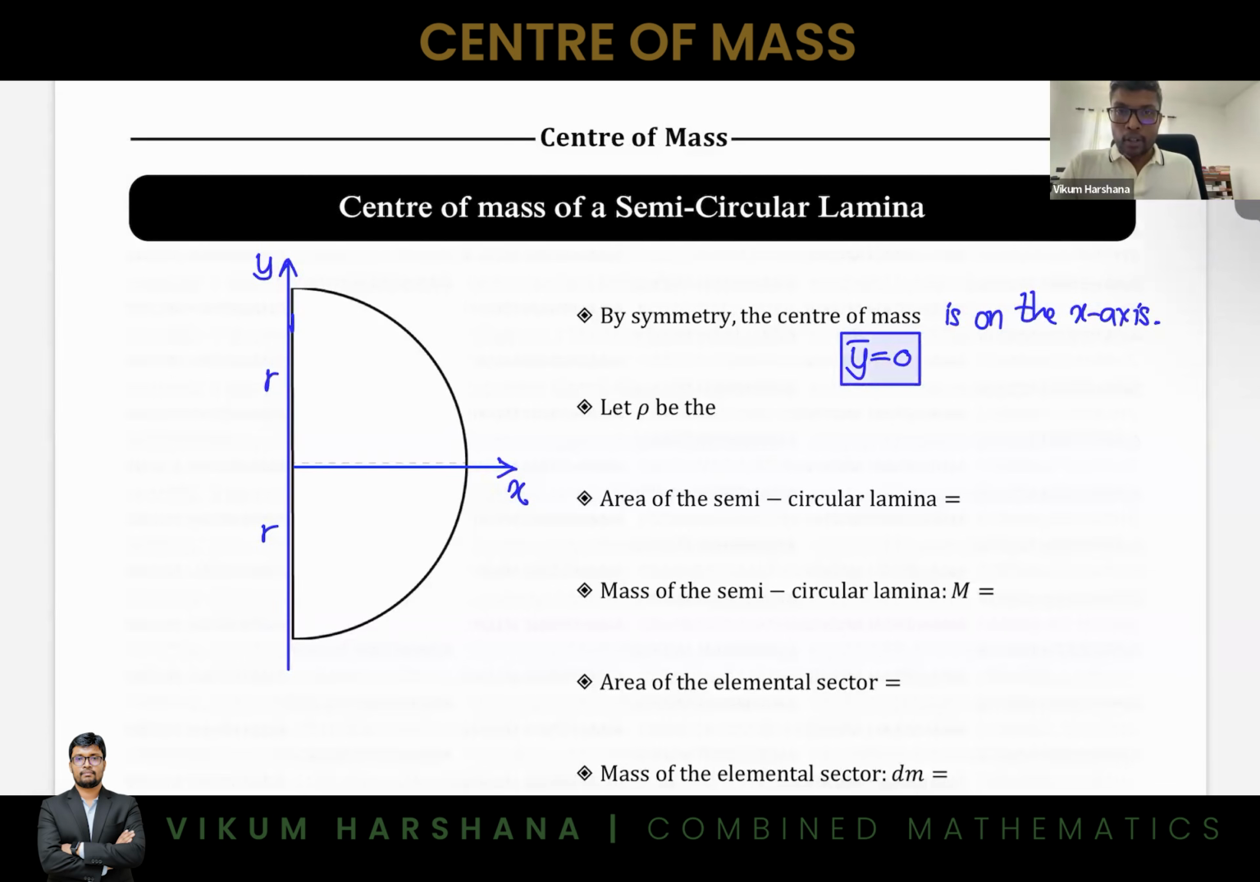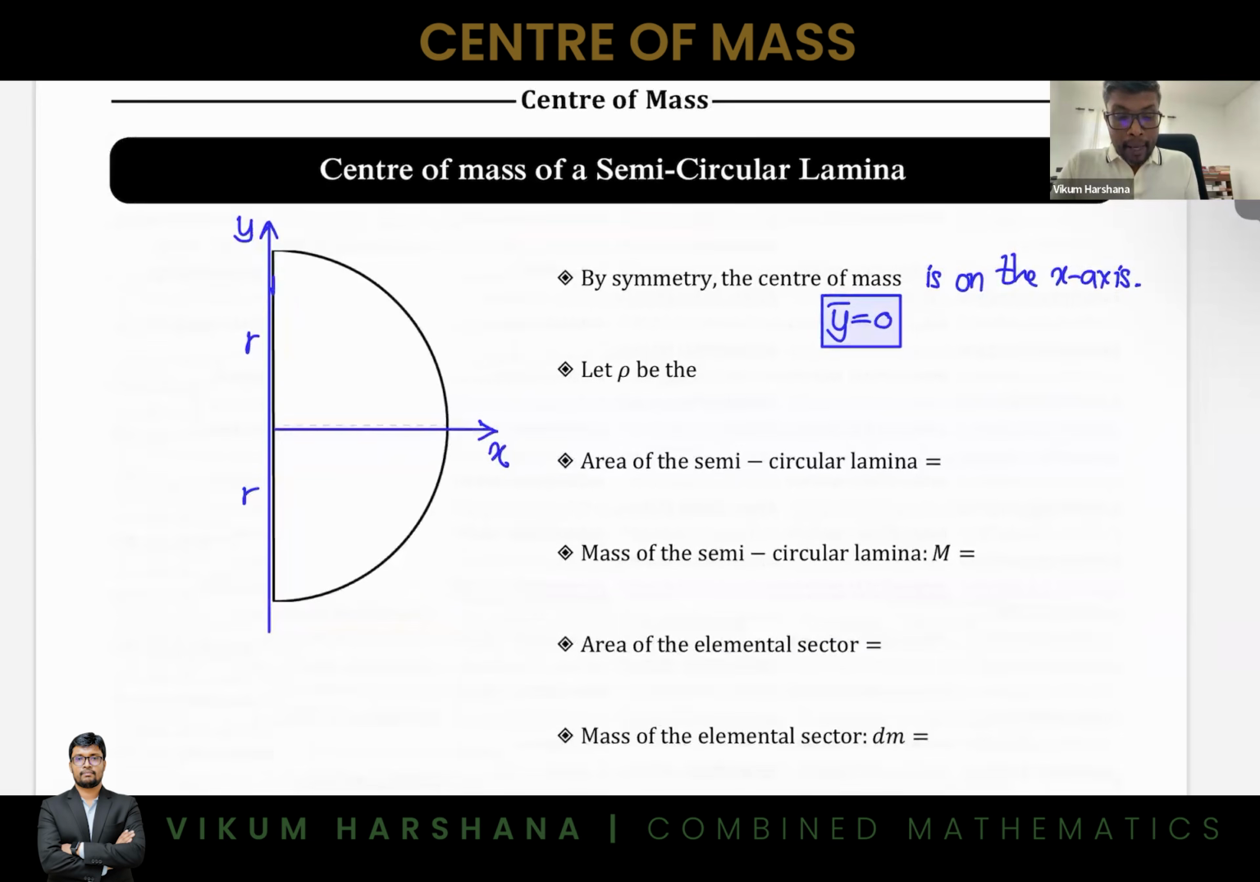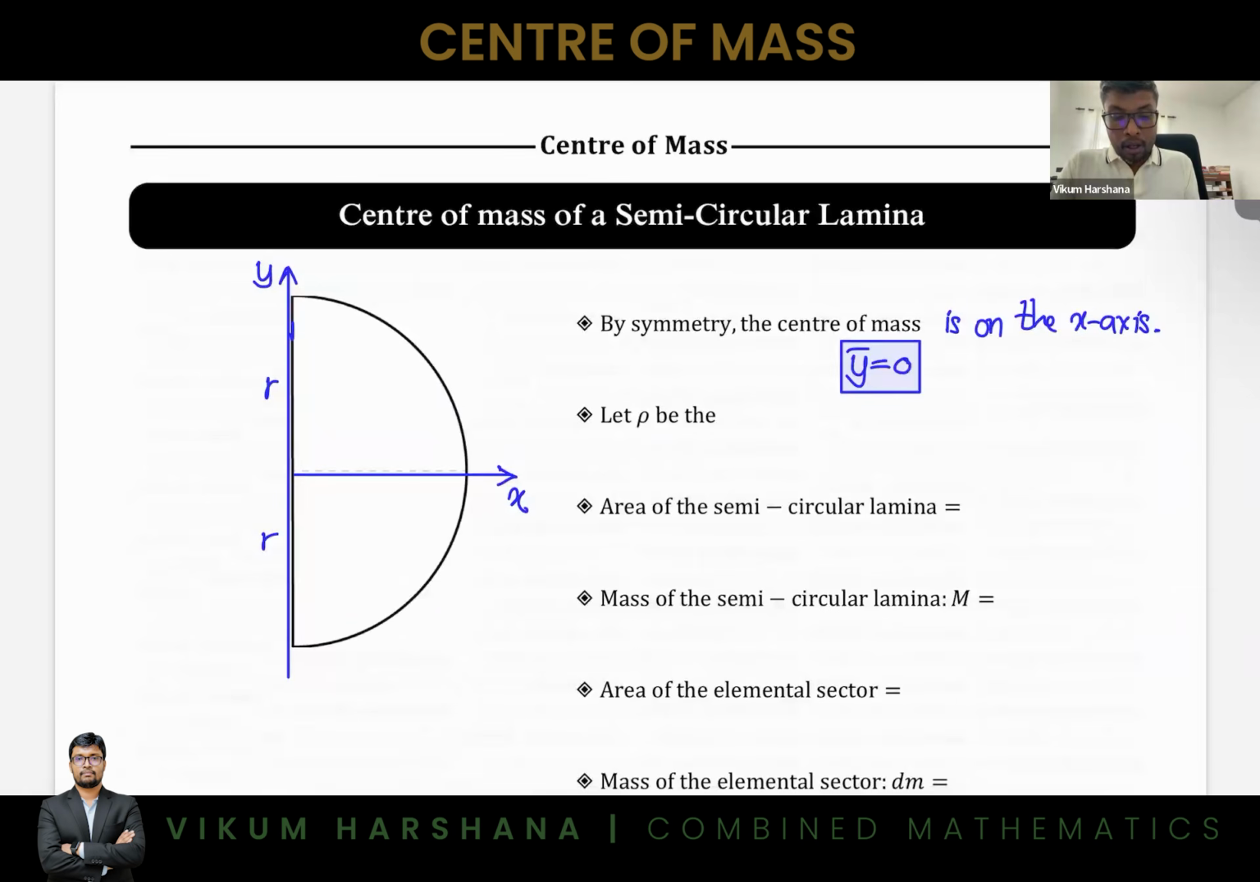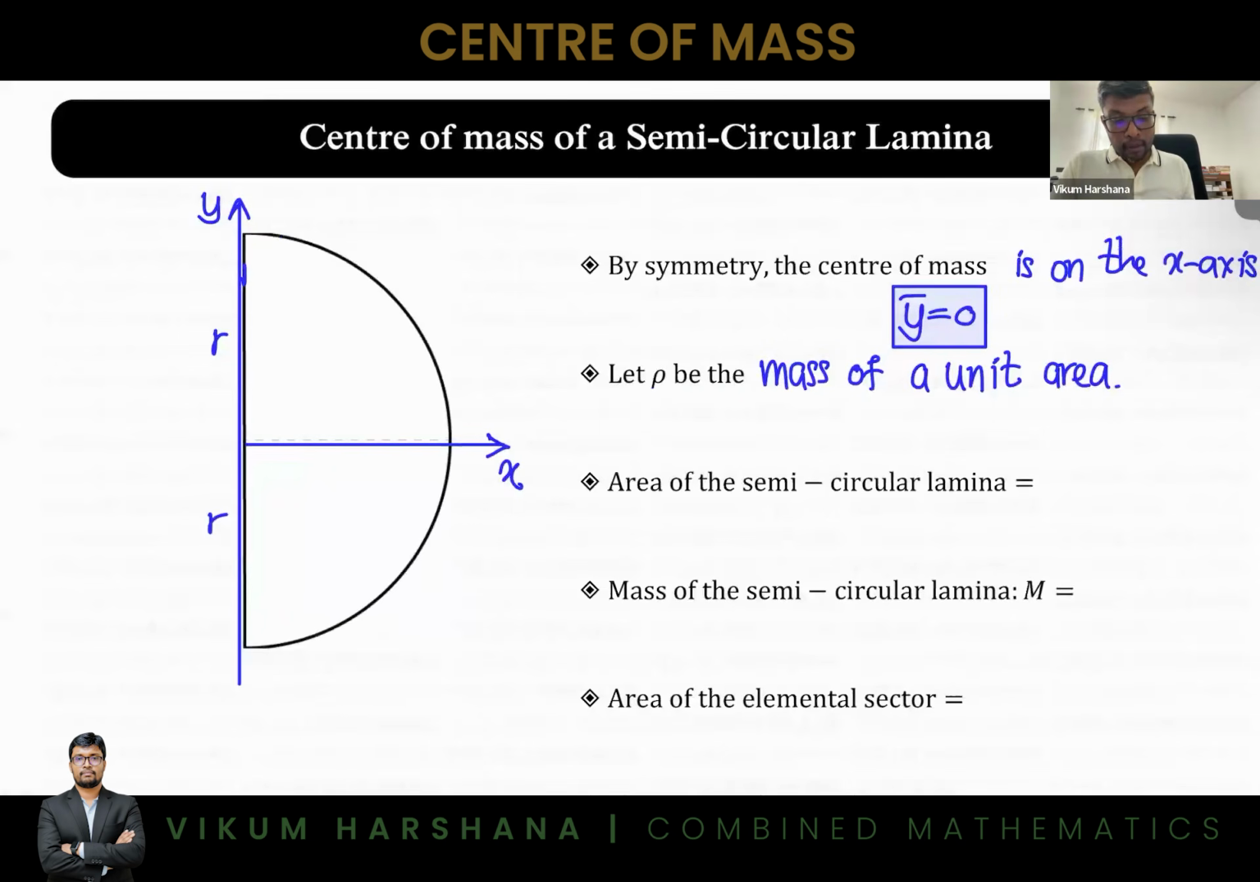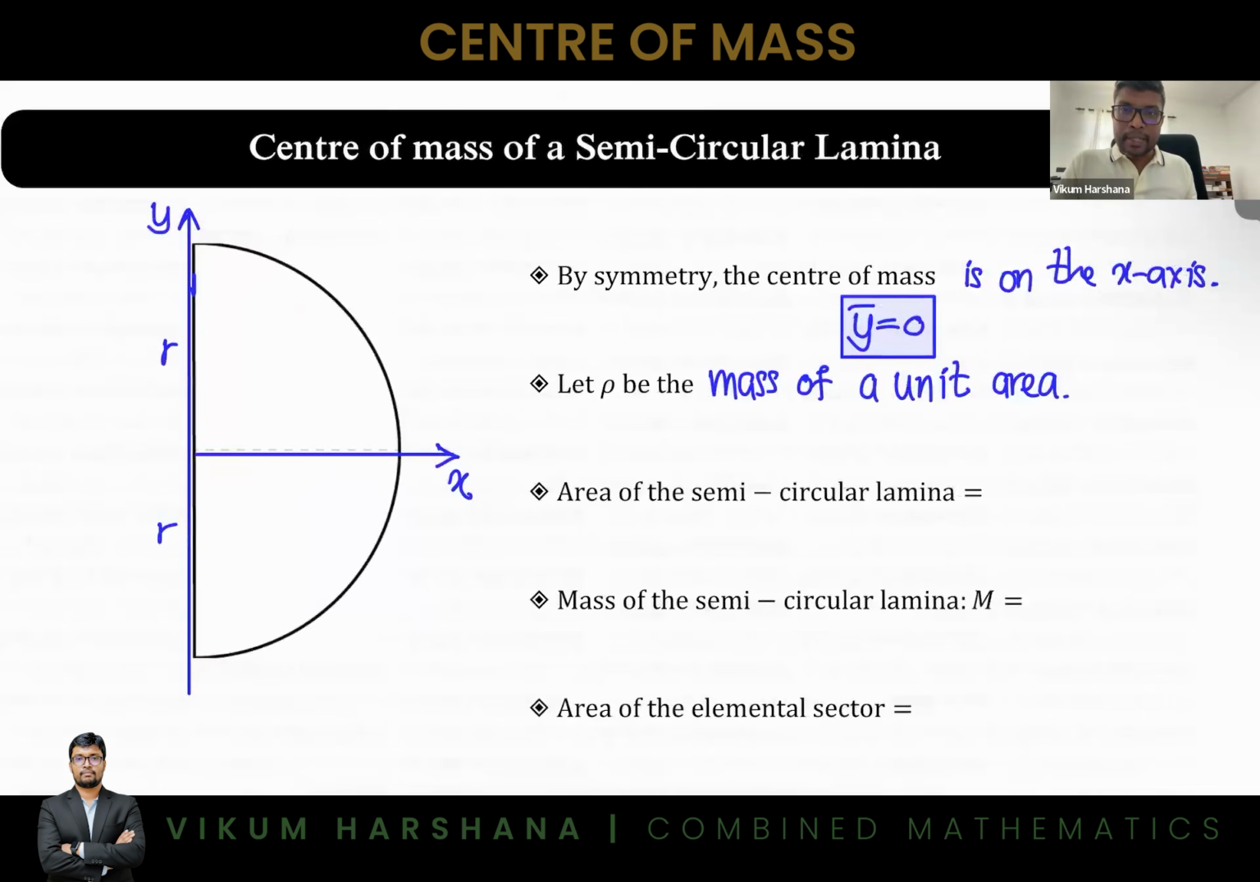Now, it's all about area, I told you, right? So you have to take rho to be the mass of a unit area. Not unit length now, it's unit area. So this rho will convert all the areas into mass. All you have to do is multiply by rho. Okay, so this is a semicircular lamina.